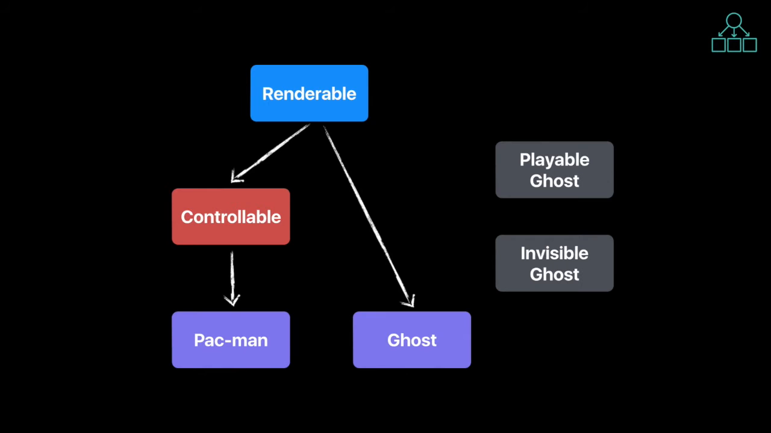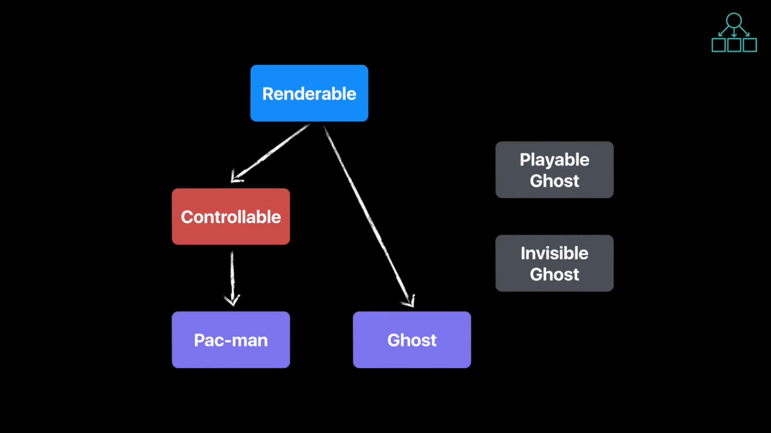So adding more and more characters into the game introduced a lot of headache in my class structures, because as you can see now, take invisible ghost for example. Invisible ghost naturally should inherit from ghost because I want to reuse some of the properties and code I've written for ghost. But it's not renderable because it's not displayed on the screen. How would I rearrange things now? And what about playable ghost? So playable ghost should be a subclass of controllable in order to make it controllable by the player. But ghost isn't really a controllable subclass.